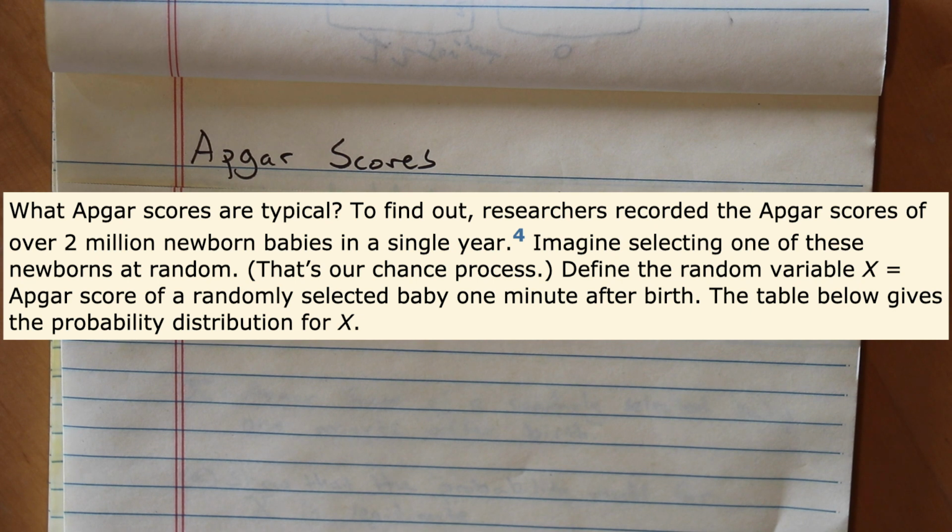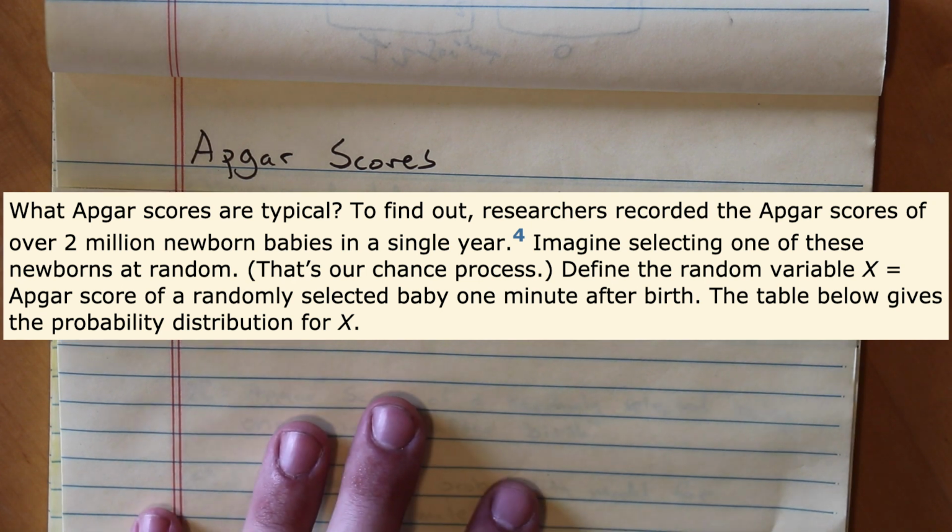Apgar scores are still used today to evaluate the health of newborns. But what Apgar score is typical? To find out, researchers recorded the Apgar scores of over 2 million newborn babies in a single year. Imagine selecting one of these newborns at random. That's the chance process here. Define the random variable x as the Apgar score of a randomly selected baby 1 minute after birth. And here are the results.